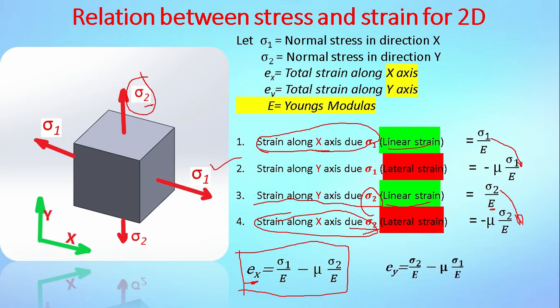Similarly, in y direction there are two strains, this lateral strain and this is a linear strain. So sigma 2 divided by E, this minus sign, minus mu sigma 1 divided by E.